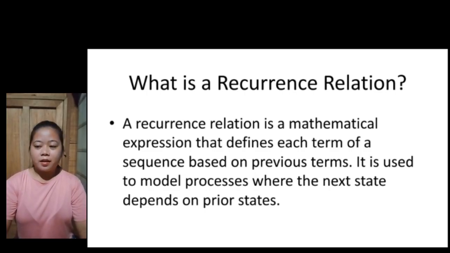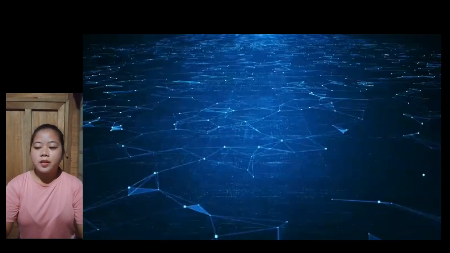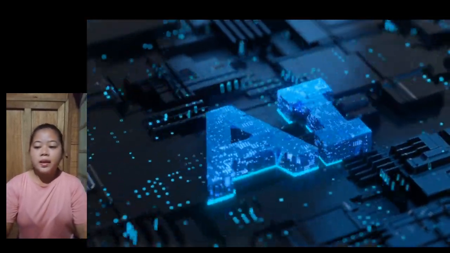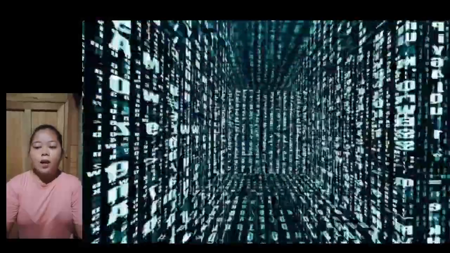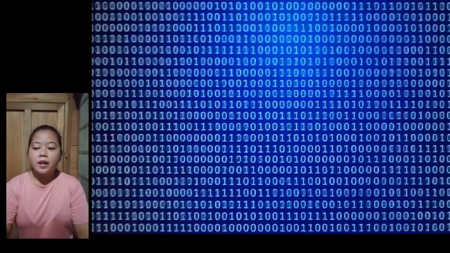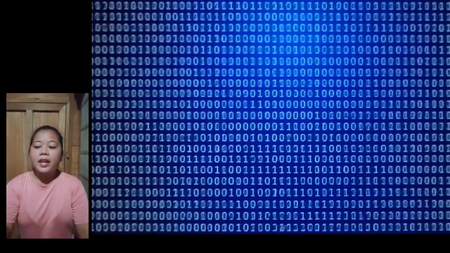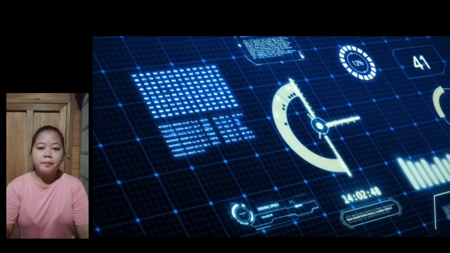What are recurrence relations? A recurrence relation is a mathematical expression that defines each term of a sequence based on the previous term. It is used to model processes where the next state depends on the prior state. A recurrence relation defines the terms in a sequence using one or more of the previous terms, instead of giving an explicit formula for its term, like a_n equals 3n plus 2. It tells us how to calculate each term based on the ones that come before it.